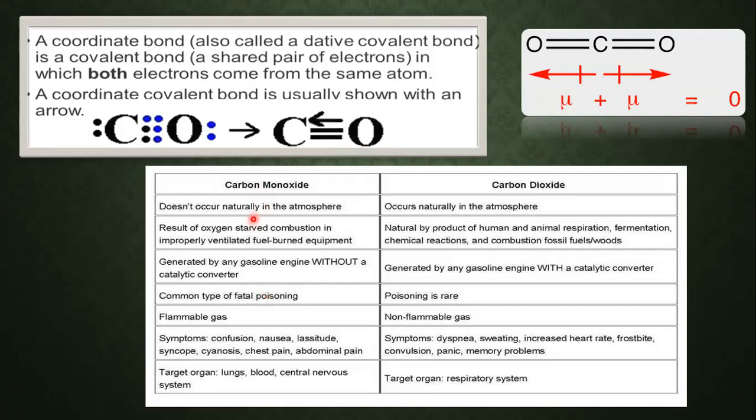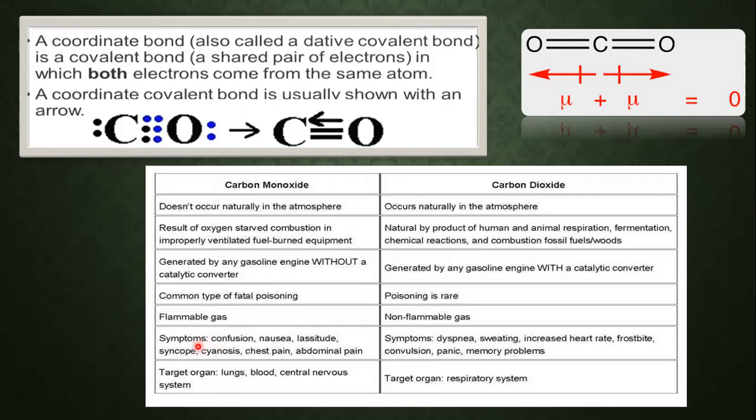Carbon monoxide does not naturally occur in the atmosphere while carbon dioxide is naturally occurring. Carbon monoxide is produced as a result of incomplete combustion, while carbon dioxide is produced during respiration of humans and animals, fermentation, chemical reactions, and combustion of fossil fuels, wood, etc. Carbon monoxide is generated by a gasoline engine without a catalytic converter, while a gasoline engine with a catalytic converter gives carbon dioxide. Carbon monoxide is fatal poisoning, while carbon dioxide is rarely a poison. Carbon monoxide is flammable, while carbon dioxide is non-flammable.